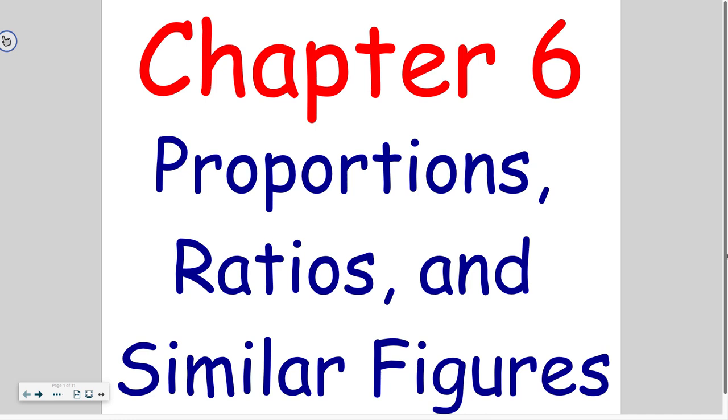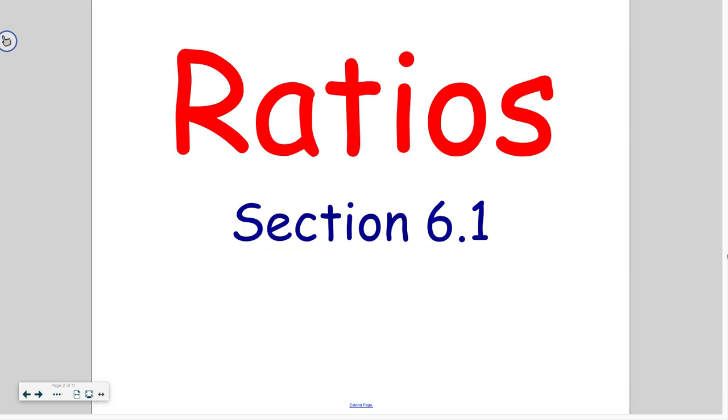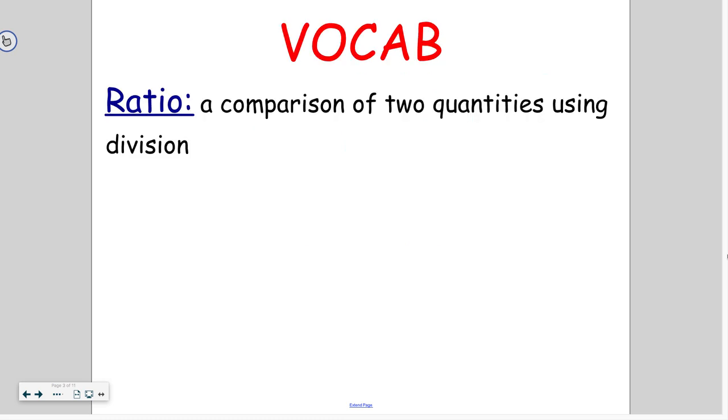We are going to be looking at proportions, ratios, and some similar figures. Today's lesson is going to focus on ratios, which is section 6.1. A ratio is a comparison of two quantities or numbers using division. So we're looking at how we can compare two numbers, and the way we're doing it is with division.